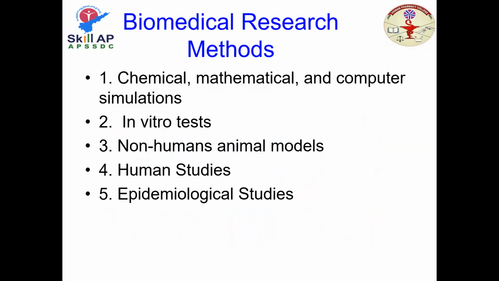So what are the methods that we are using in biomedical research? One is chemical, mathematical, or computer simulations, then in vitro tests, non-human animal models, human studies, and epidemiological studies. So what is meant by chemical, mathematical, and computer simulations? Coming to the preclinical trials, before starting clinical trials, we will be checking the molecules in the data library, because chemical scientists synthesize n number of chemical compounds, and you might be knowing about drug receptor interactions.